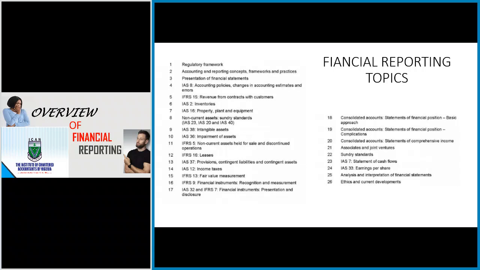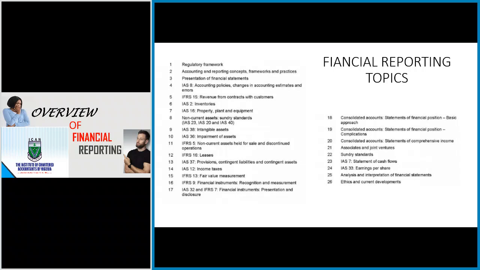Then when we are talking about topic number 4, we'll be talking about accounting policies, which IAS 8 deals with directly, changing accounting estimates and errors. Topic number 5 is about revenue from contracts with customers, and we are going to be understudying IFRS 15, majorly on that.